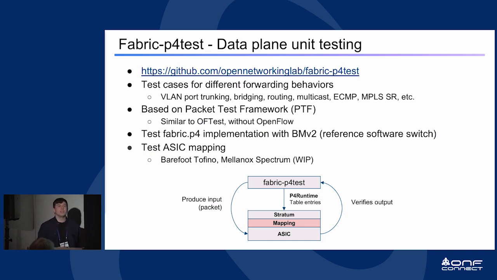So we created a unit testing suite for Fabric.P4. We use what is called the packet test framework, which is similar to OF test, but without OpenFlow. So we have this nice project, which is, by the way, open source. You can find it under the ONLab GitHub account. It simply tries different forwarding behaviors on a given device. After you program a device with Fabric.P4, it generates some inputs, in this case packets. Actually, it first programs the tables using P4Runtime, then generates some inputs, packets, and verifies the output.